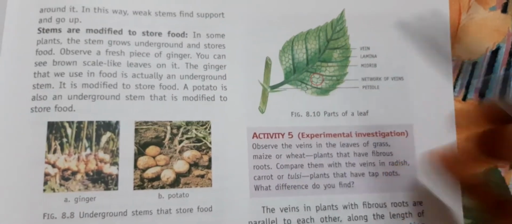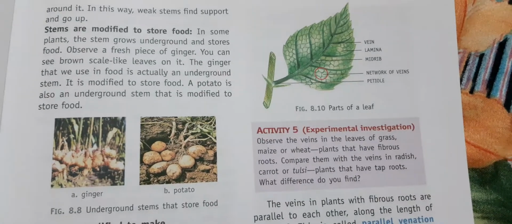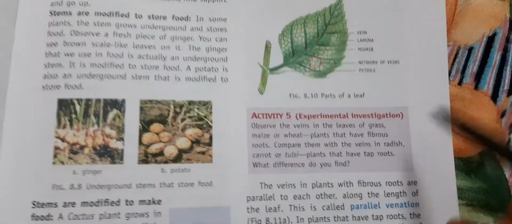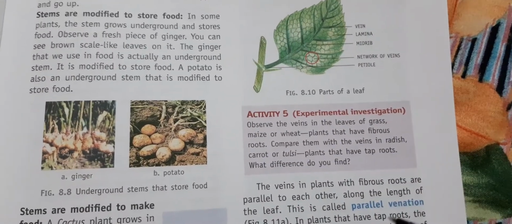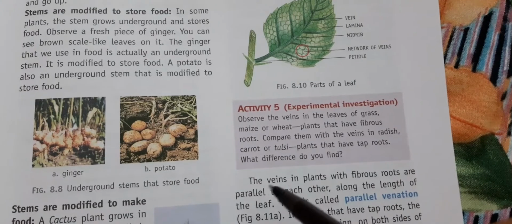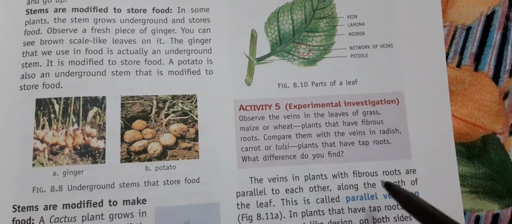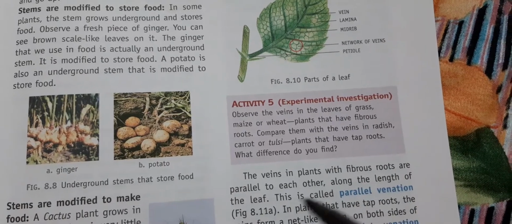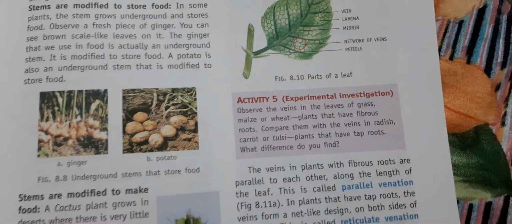What veins you see in this leaf, they have some kind of arrangement. We have already studied fibrous root. Remember fibrous root? So the veins in the plant with fibrous root are parallel to each other. So this venation is called the parallel venation.